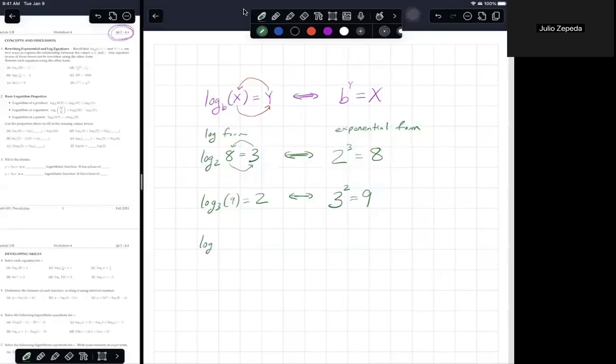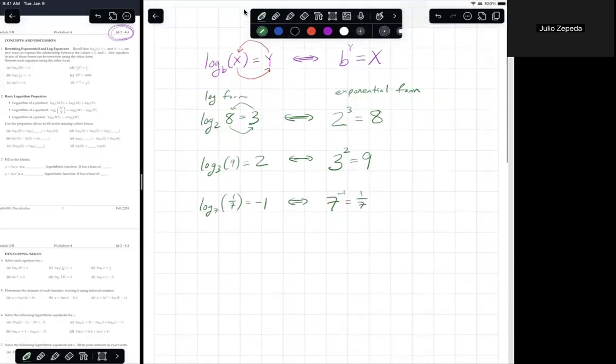Let's do one more. Log base 7 of 1/7 equals -1. Before I write that -1, you could have answered this yourself by asking, what exponent do I need to put on 7 to get 1/7? 7 and 1/7 are reciprocals of each other, so we need a negative exponent. This can be written as 7 to the -1 equals 1/7. If you remember your rules of exponents, that is correct.